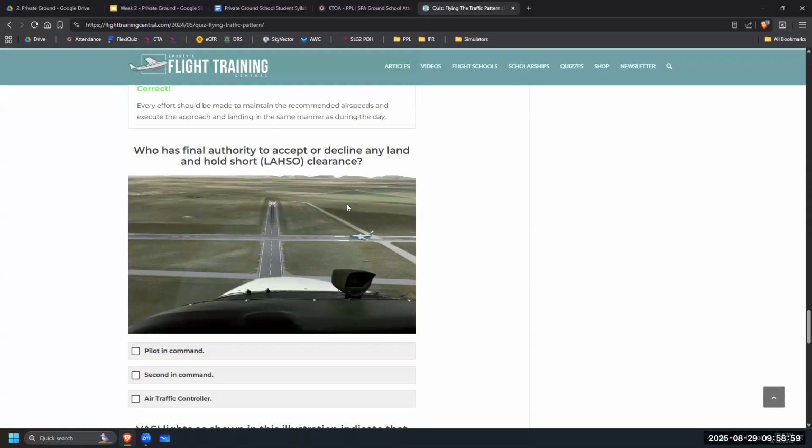But the biggest thing we need to know as student pilots is you are not allowed to accept a land and hold short operation clearance. So if you're over at Long Beach and they ask you to land and hold short, you need to say unable, student pilot, and that's it. And then you keep landing regular and they'll move traffic.